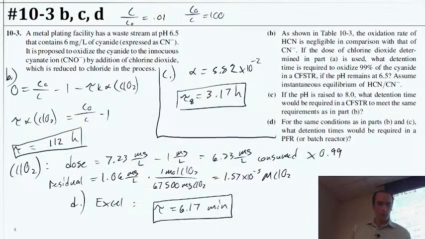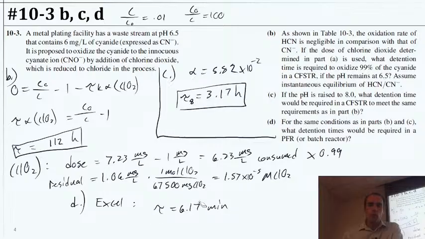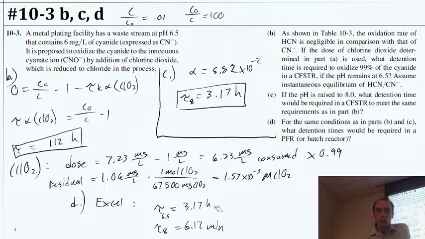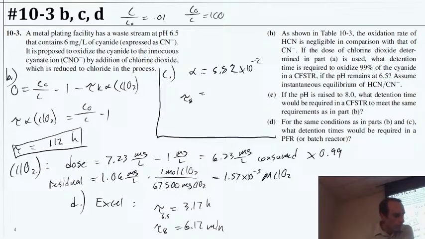Yeah. I was just kind of realizing that as you said that. So what I should have done here is given us the detention time for PFR at 6.5 and at 8, right? And here, where do I have that? 15.7.